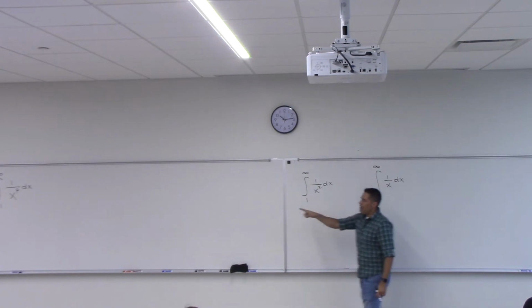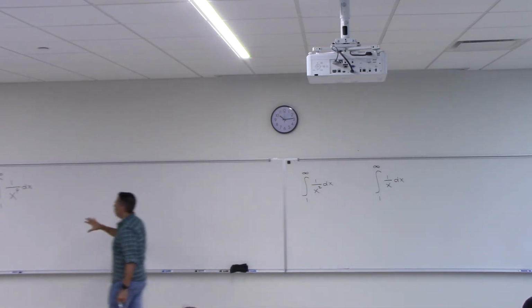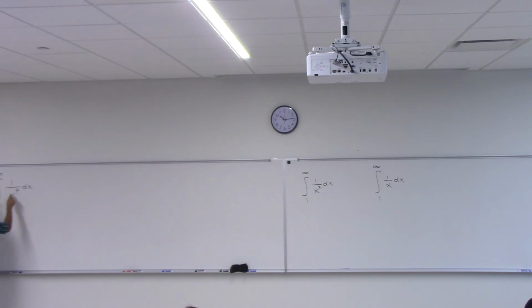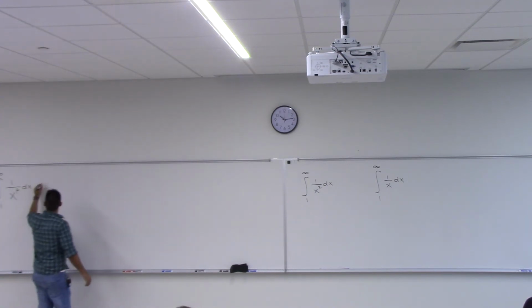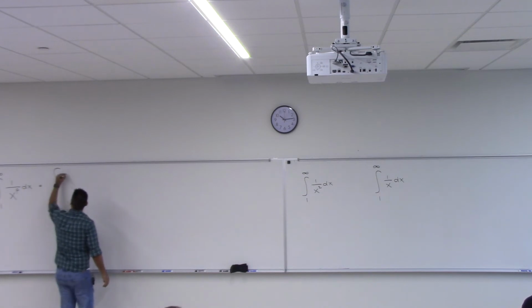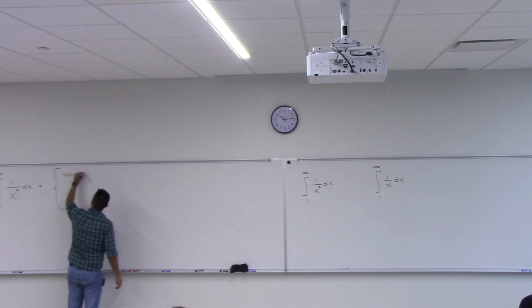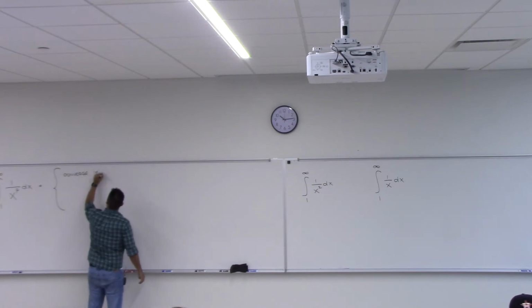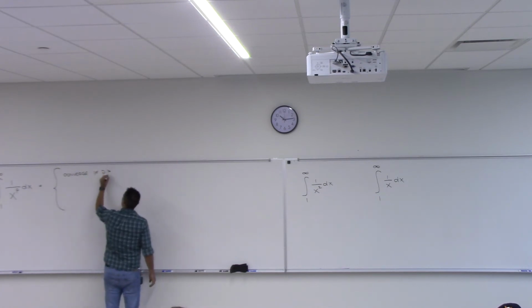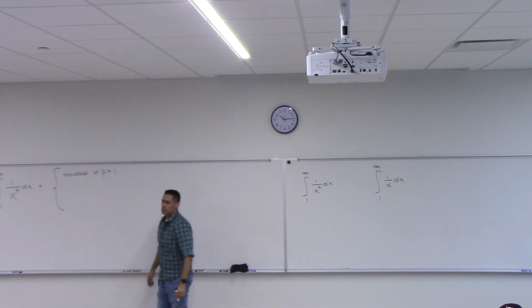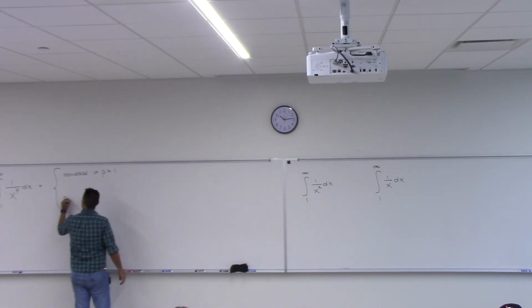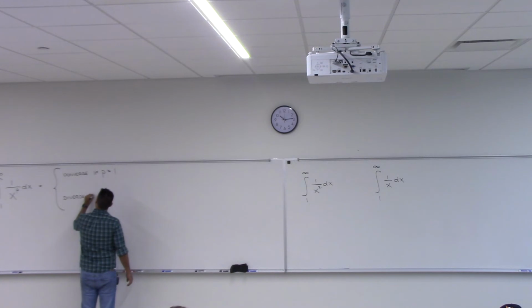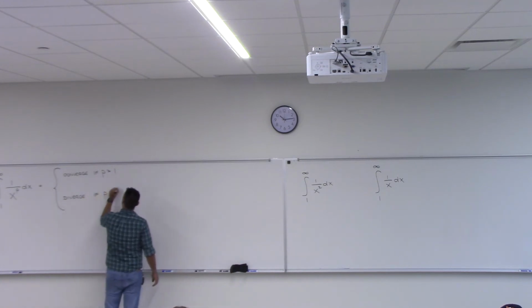So this right here is a general formula for what if you have 1 over x to a power, p. Here p stands for power. What will this answer be, all right? Well, it turns out that there are 2 possibilities. It will converge if p is greater than 1, and it will diverge if p is less than or equal to 1.